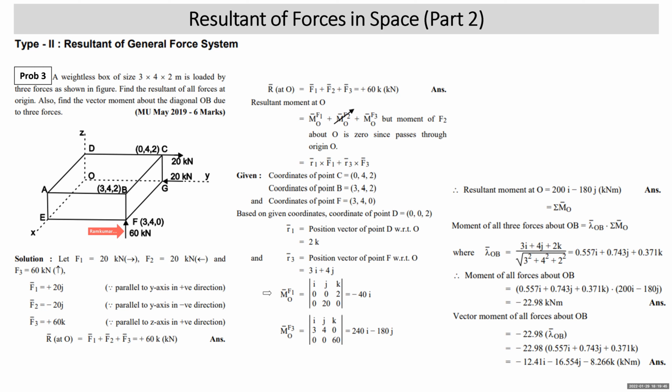Then we calculate the moment of F1 about O. IJK, this is R1 bar, and this is F1 bar. So the moment of F3 about O, IJK first row, second row R3 bar, third row F3 bar. So you get this. Then the resultant moment at O will be moment of F1 about O plus moment of F3 about O.